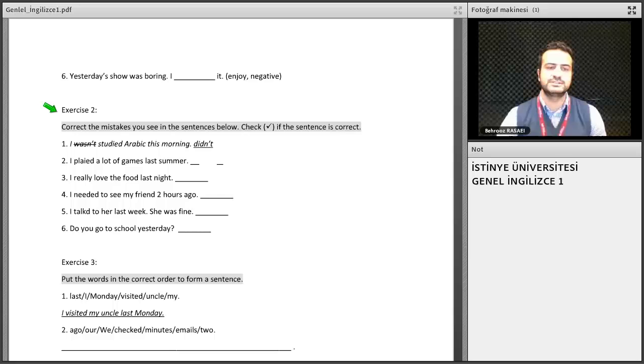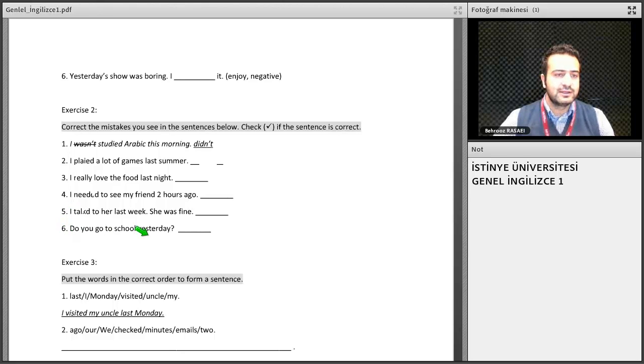Exercise 2, correct the mistakes you see in the sentences below. Check if the sentence is correct. Intentionally, we have some mistakes in the sentences you see, and you need to find them and correct them. This is your job. The first one: "I wasn't studied Arabic this morning." No, we cannot make it negative using was or were. We should use didn't to make a sentence negative when the main verb is not the verb be.